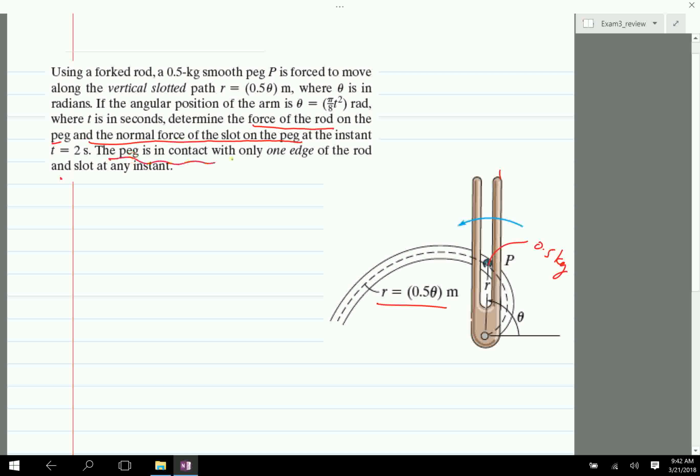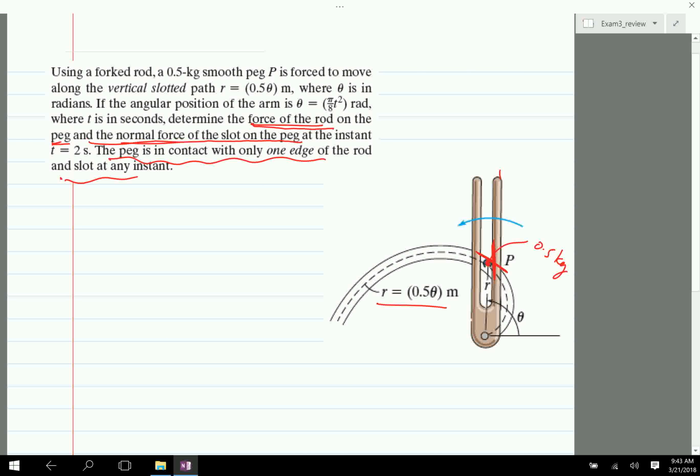The last statement simply is saying that this peg is in contact with only one surface, this surface and this surface of the fork rod. It's not in contact with two. The reason why they want to say it is because if it's in contact with both, then there will be two forces, and you cannot find the force uniquely. So it's in contact with only one thing. So that is one of the surfaces of this and one of the surfaces of that. There will be two forces. You are asked to find those two forces: the force of the rod on the peg and the normal force.